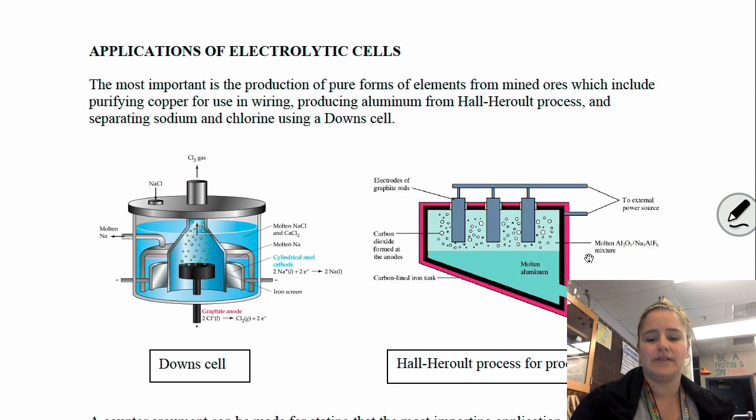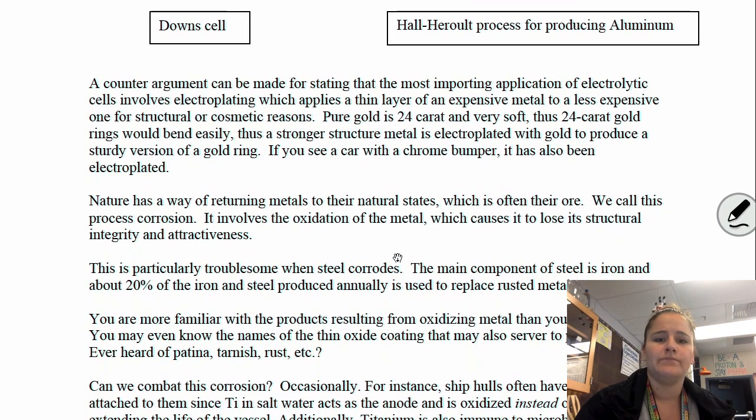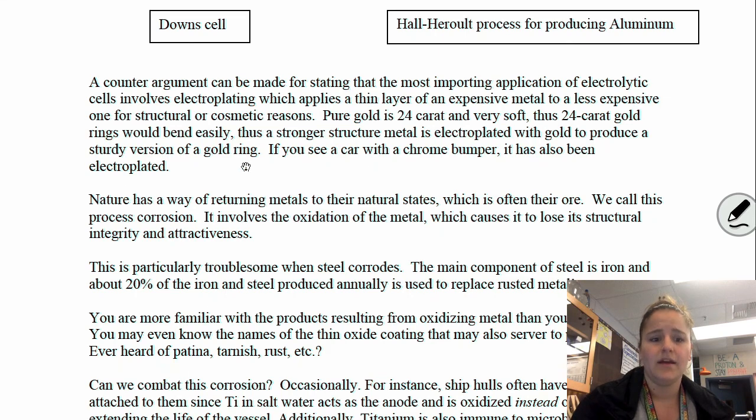So let's just talk about some applications. Again, the main one is the one that we use to produce aluminum. They do that in a mixture of aluminum oxide and sodium aluminum hexafluoride. Then they have the graphite rods, they form carbon dioxide, and we get the molten aluminum. Very good. But electroplating is very important, and it's not just in jewelry. Any cars you see with chrome on the rims of the tires, that's all been electroplated.